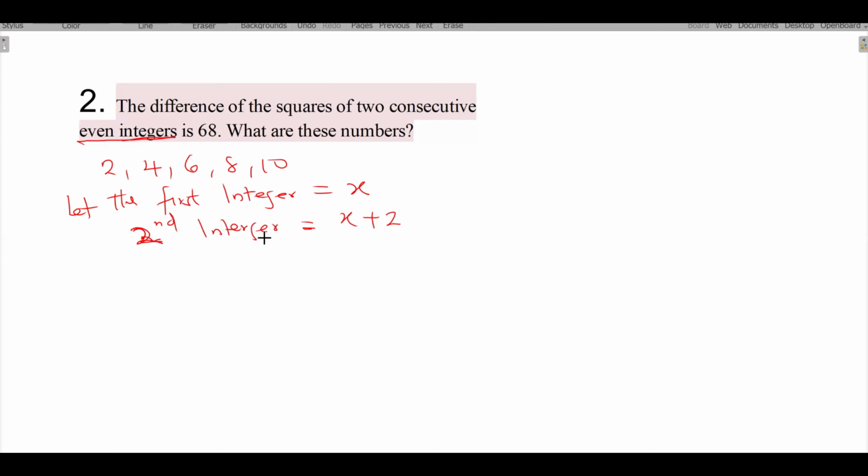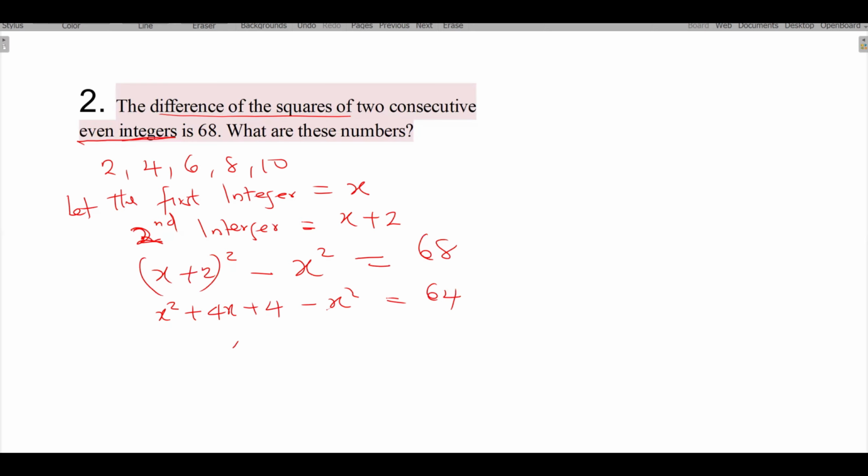That's the interpretation. Now the question is that the difference of the squares of two consecutive even integers. Now the difference of squares, not the square of the difference. That means when I square this, x plus 2 all squared minus x squared, the difference of squares is equal to 68. So if you expand it, this gives us x squared plus 4x plus 4 minus x squared equals 68. x squared minus x squared, so we have 4x equals, sorry, 68.